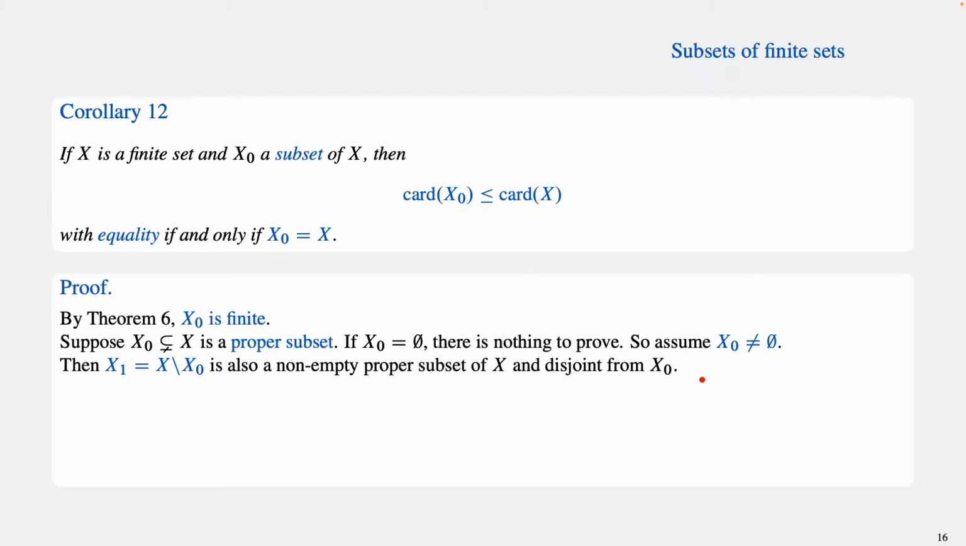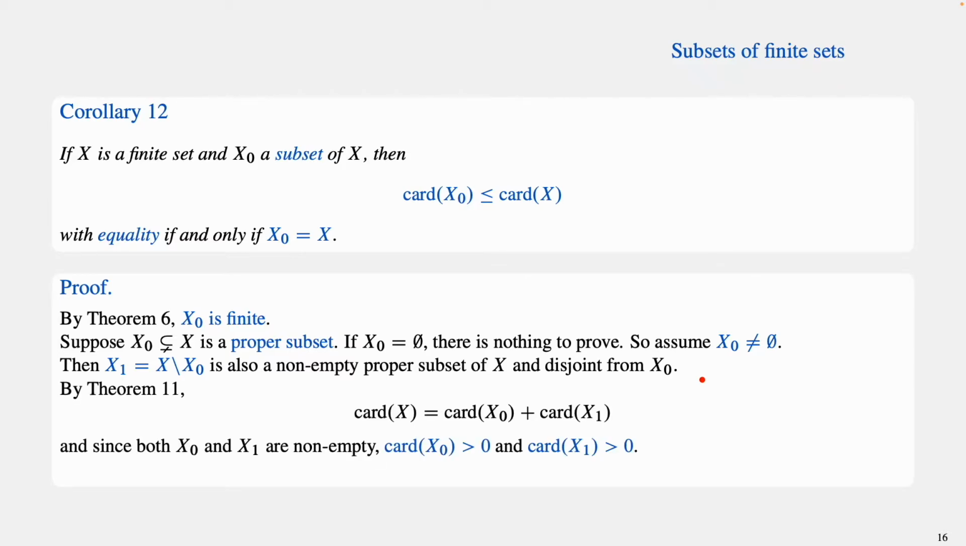So we have two disjoint subsets, x0 and x1, of our set x. And by the previous Theorem 11, we can now apply this formula here. The cardinality of x is the same as the cardinality of x0 plus the cardinality of x1, because they're disjoint. And they're both not empty, so both of these cardinalities here are strictly greater than 0, they're positive. But this means, if we transform this equality here, the cardinality of x0 is the difference of the cardinality of x and the cardinality of x1. And because this is positive, it's strictly smaller than the cardinality of x. And this is what we wanted to prove. For proper subsets, the cardinality is strictly smaller and equality only holds if the sets are identical.